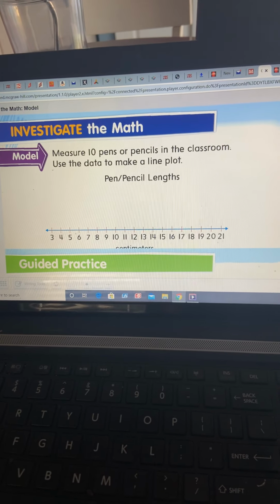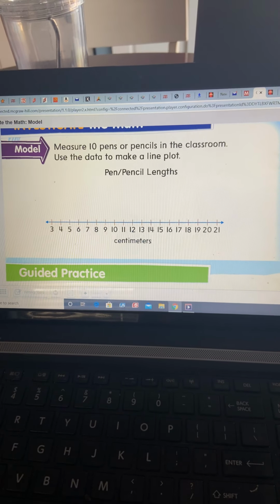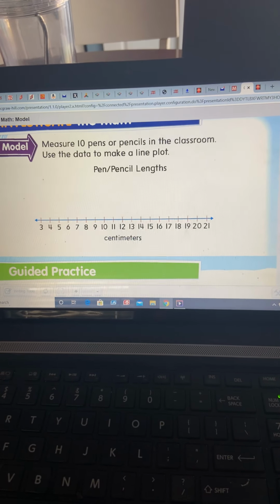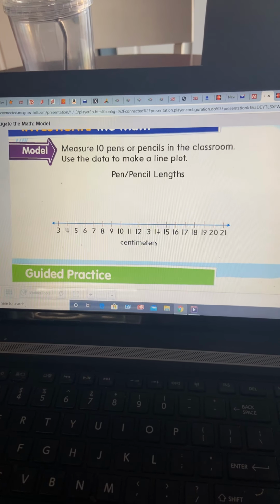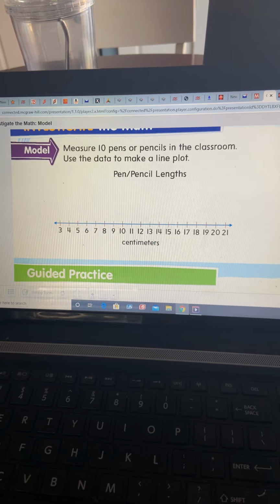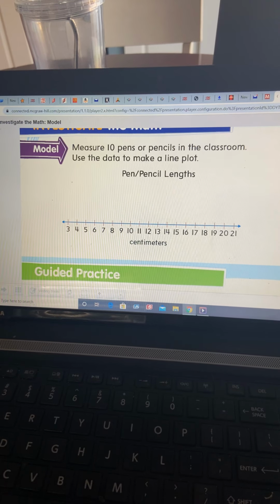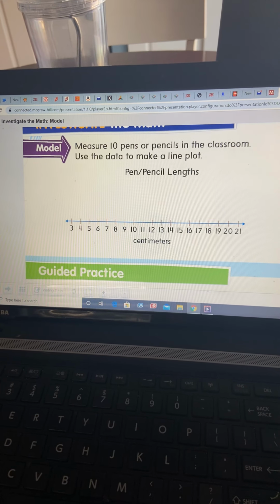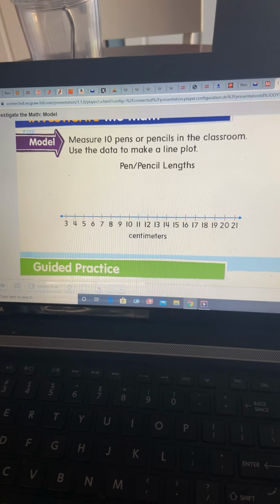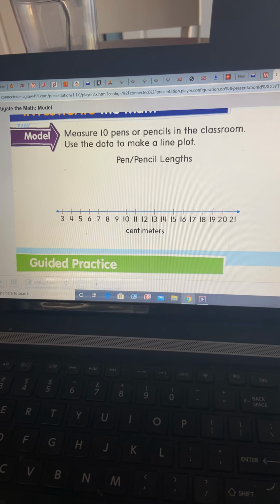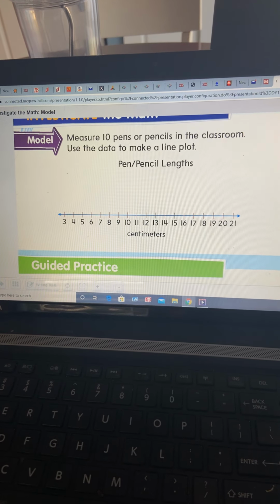So here you see you have a line at the bottom, and they're measuring in centimeters. So if you were to go around your house and find as many pens or pencils as you can, okay, and start measuring them and recording the data. So here it says measure 10 pens or pencils in the classroom. Use the data to make a line plot. So if you measure those pens and pencils and markers and crayons that you found, hopefully you found things that have different lengths, but some of them will have the same length, and that's okay.